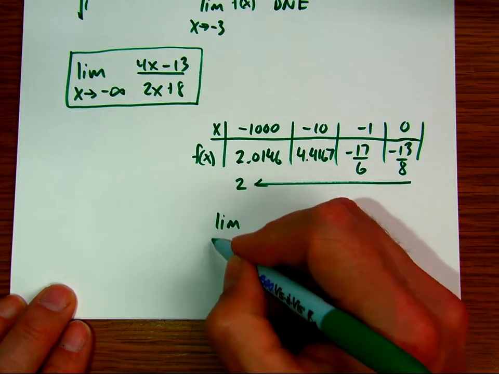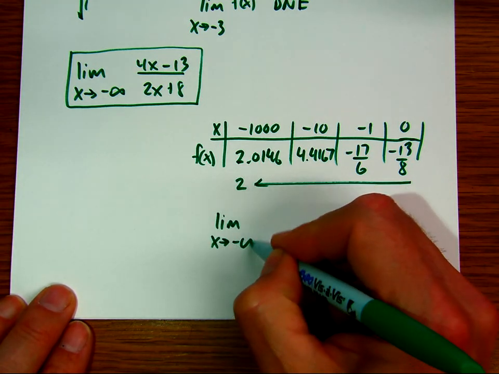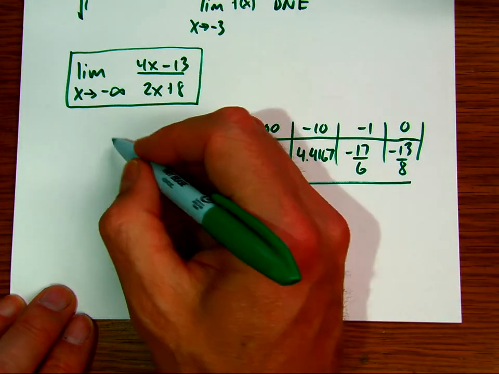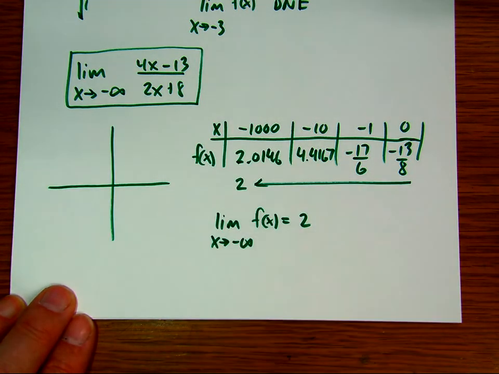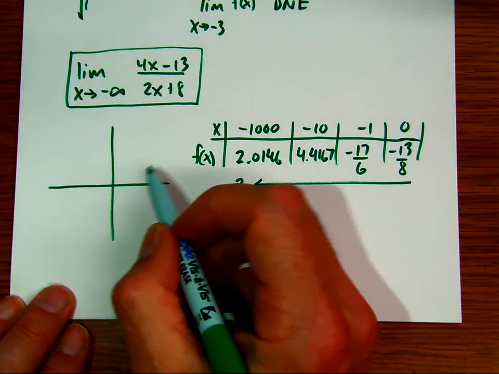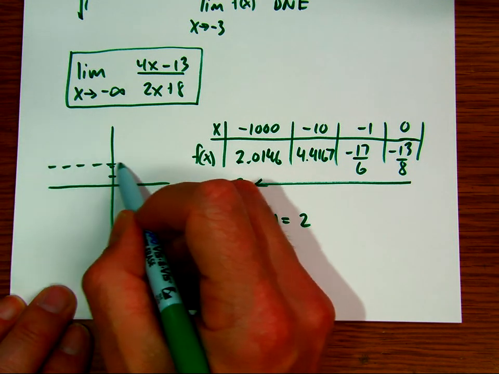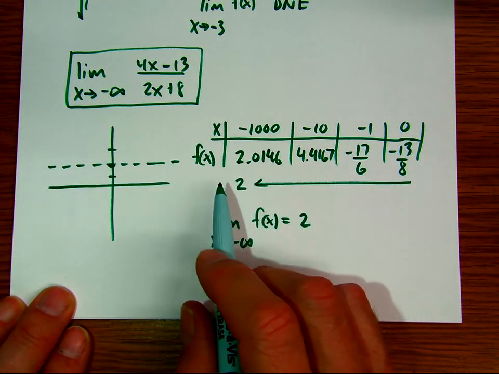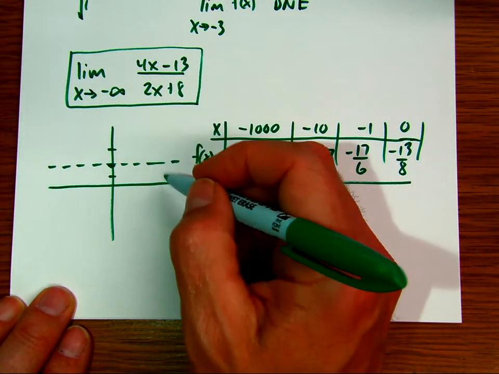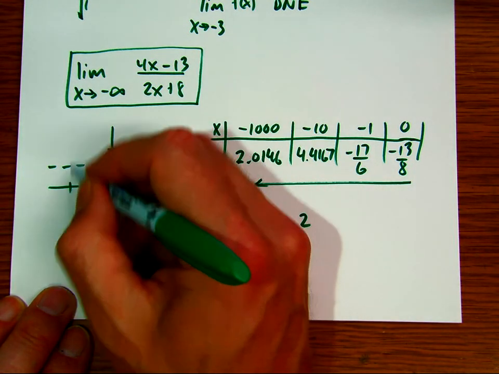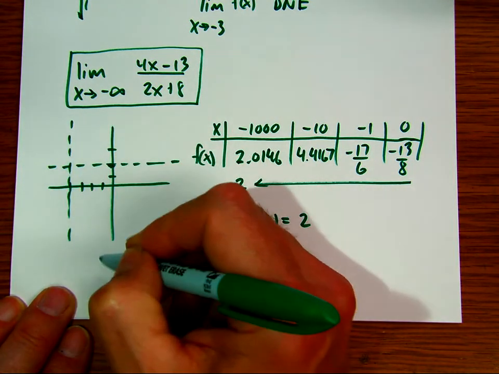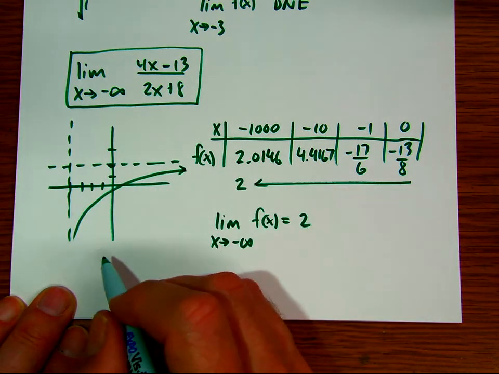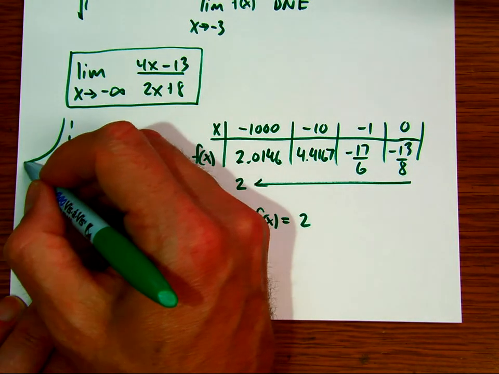The limit as x goes to -infinity of the function is 2, and that appears in the graph as a horizontal asymptote at 2, and the vertical asymptote is at -4. So we see this happening and that happening.